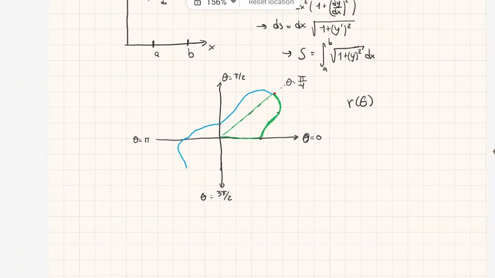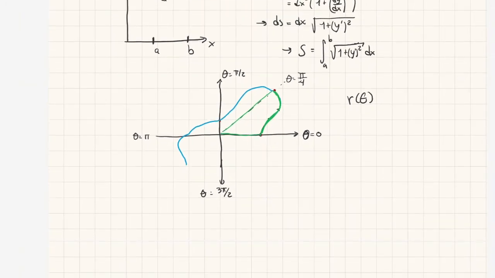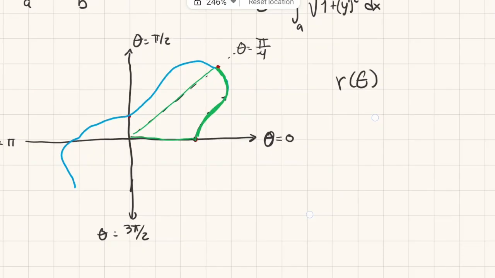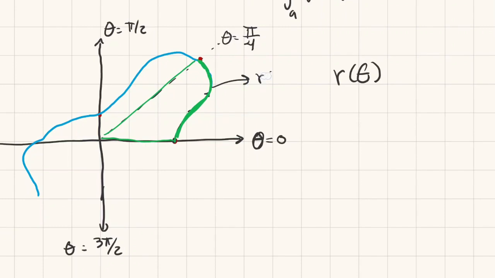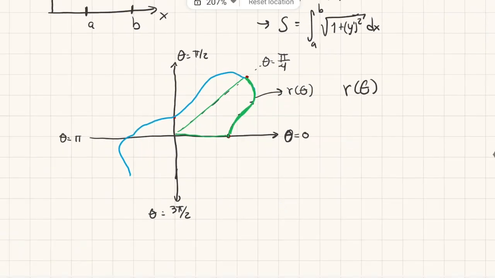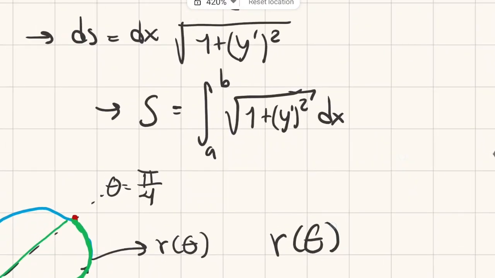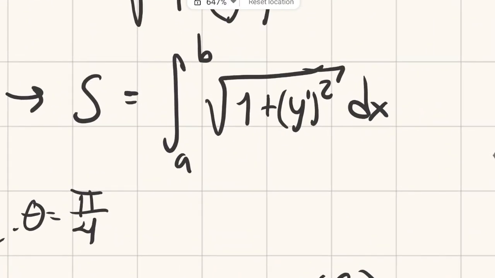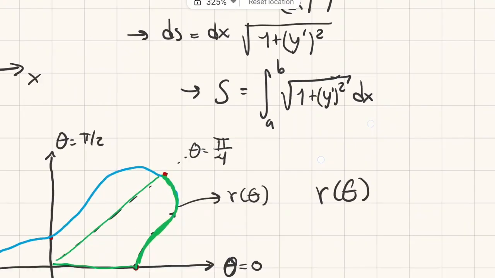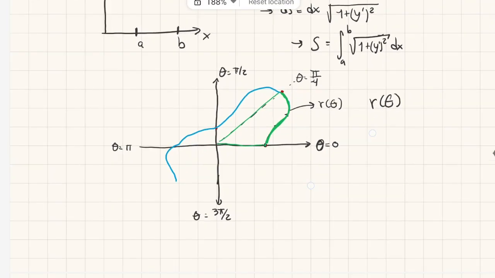Okay, but how are we going to construct the formula that corresponds to the length of that curve? Looking at this r of theta, we need to express exactly the same formula that we had for y, but now for r, right? So how will that be?